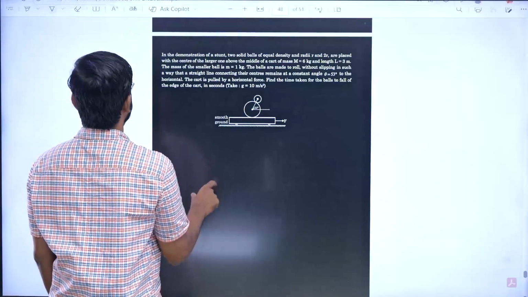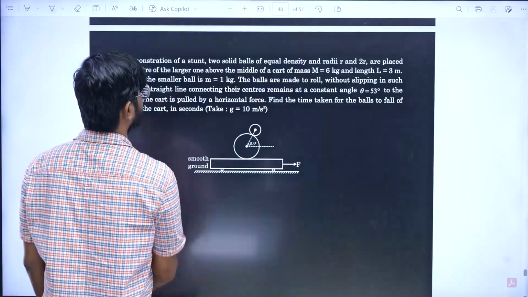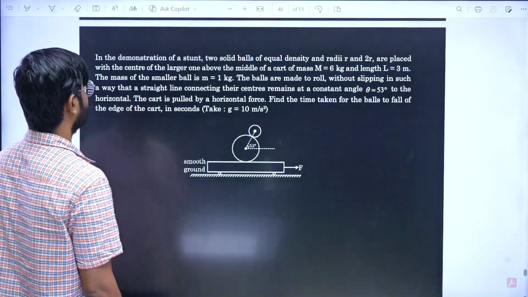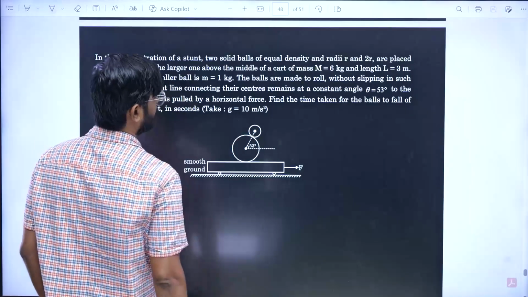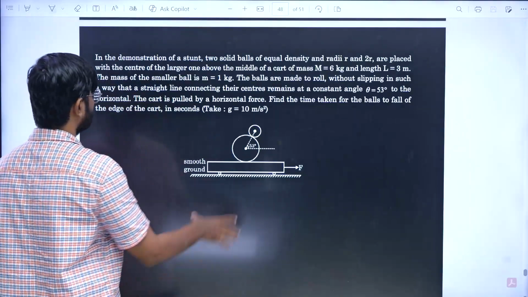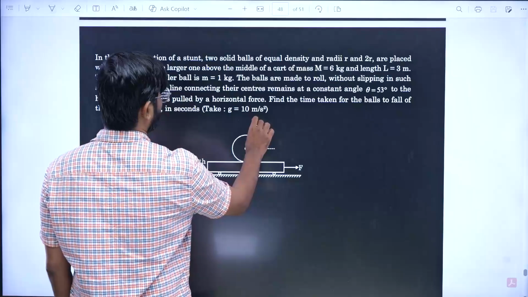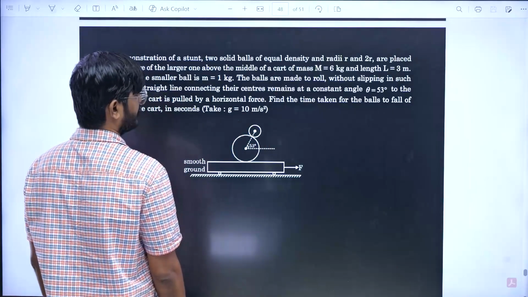In the next question, in the demonstration of a stunt, two solid balls of equal density and radii r and 2r are placed with the center of the larger one above the middle of the cart, where the cart mass is 6 kg and length is 3 meters. The mass of the smaller ball is 1 kg. If this is 1 kg, this is going to be 8 kg. Volumes are in the ratio 1:8.